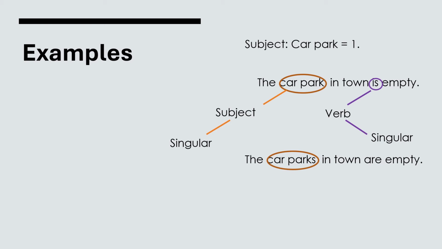So the next one, the car parks in town are empty. So the subject here is car parks. It's plural because it's got the S on the end, and then we have the verb, and it's a plural verb, just to make sure these two are both in agreement and it makes sense.